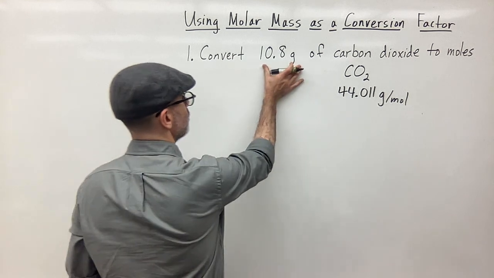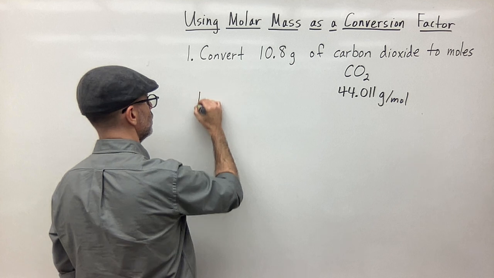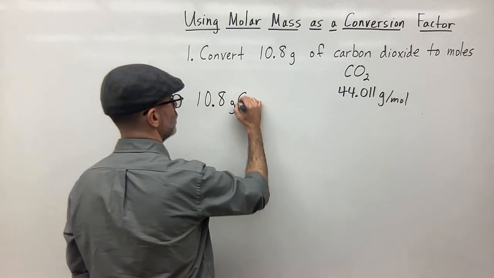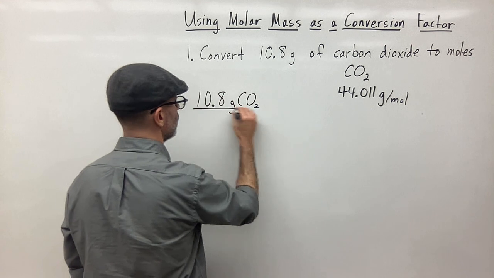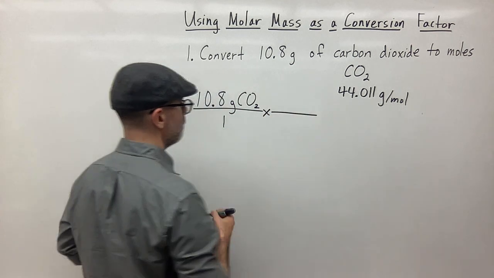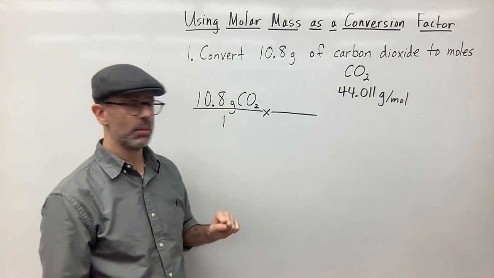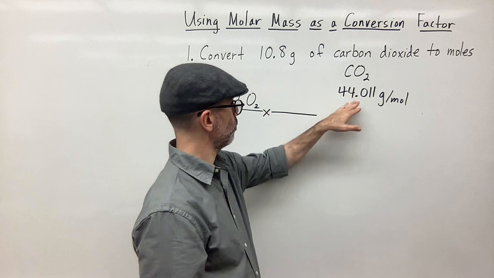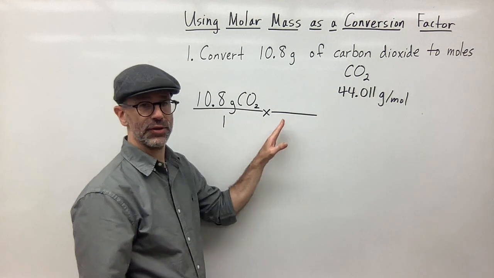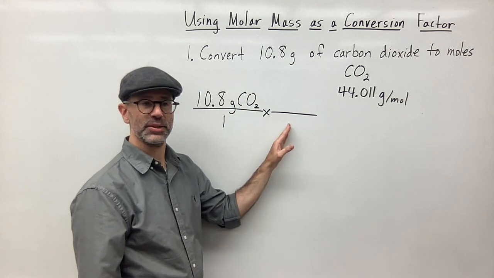We set up by first taking the 10.8 grams of CO2 and putting that over 1. Then we multiply by the conversion factor to convert to moles. This is a one-step problem. Here I have 44.011 grams per 1 mole. I have grams on the top, so I want grams on the bottom to cancel out.